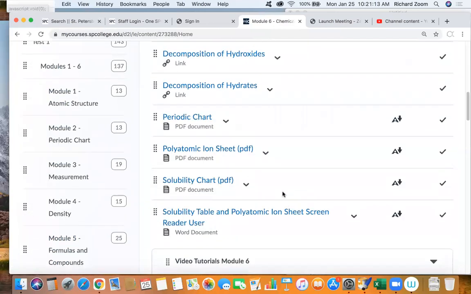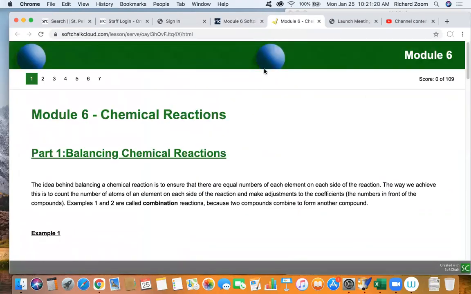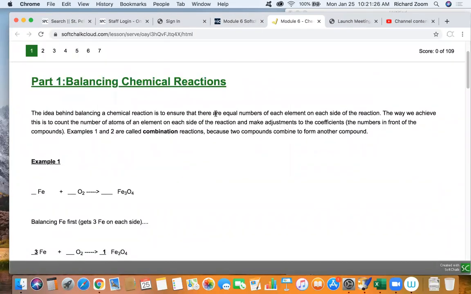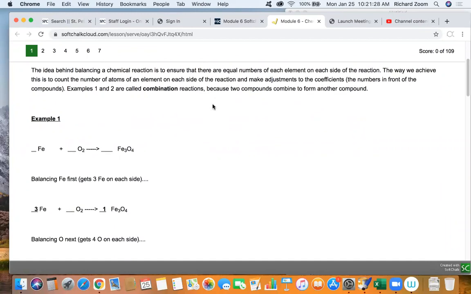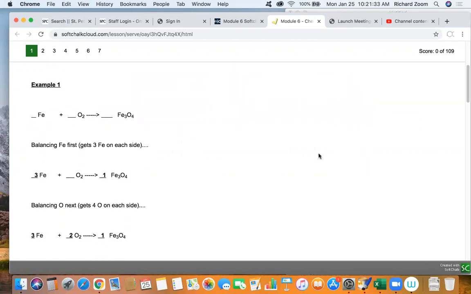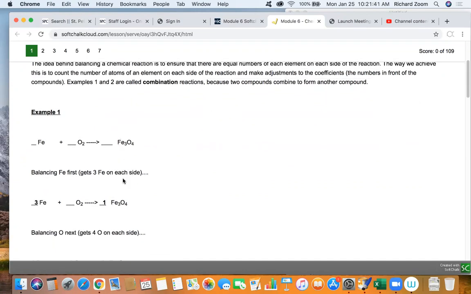Well, let's go to module 6 and we'll get a start. Okay, so we've got balancing chemical reactions. We'll start with that. This is a fairly easy example of balancing. The idea here with balancing is that the only thing you can ever do is put numbers out in front, because all you're doing there is changing the moles.